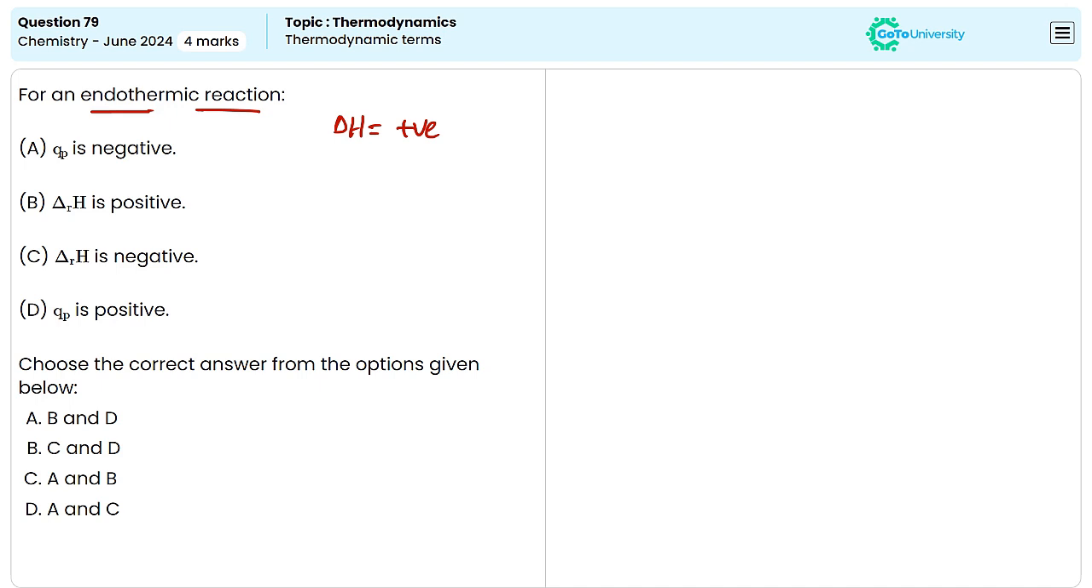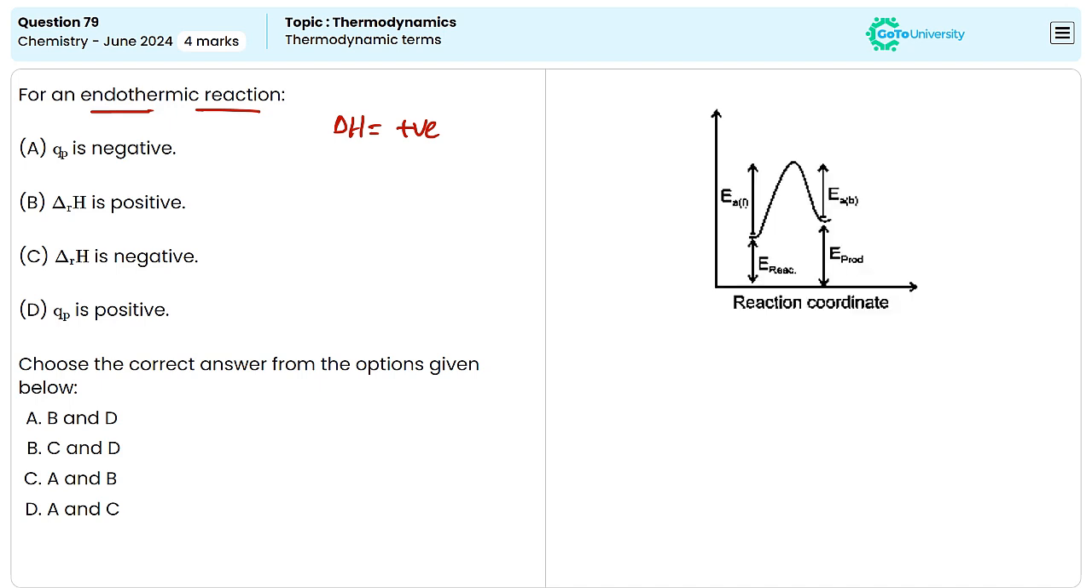the enthalpy diagram can be represented as given here. From this diagram it is clear, in an endothermic reaction the reactants have smaller energy and the product molecules will have higher energy. So the enthalpy of the product minus enthalpy of the reactant will produce a positive value. It means the enthalpy change delta H will be positive. And the amount of heat energy is absorbed in this endothermic reaction, it means the Q value will also be positive. Now let's come to the options given here.